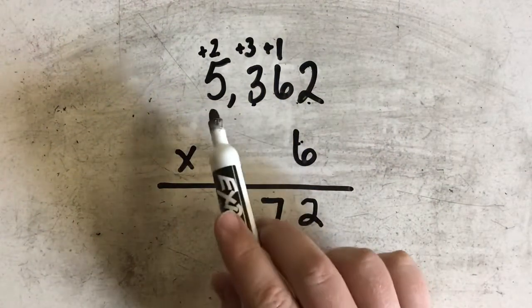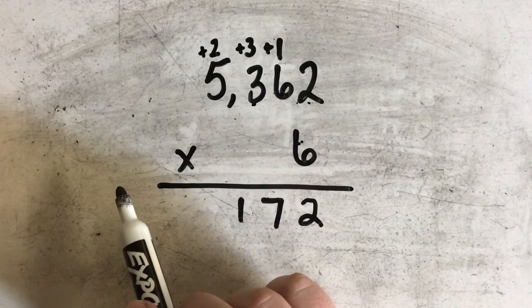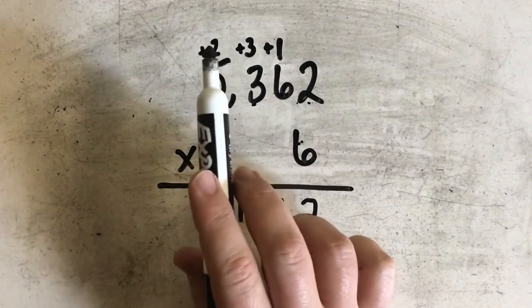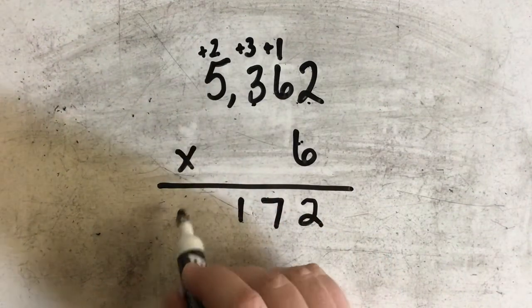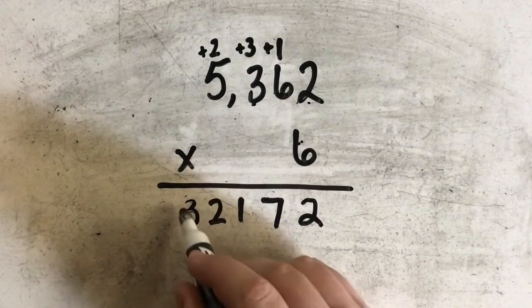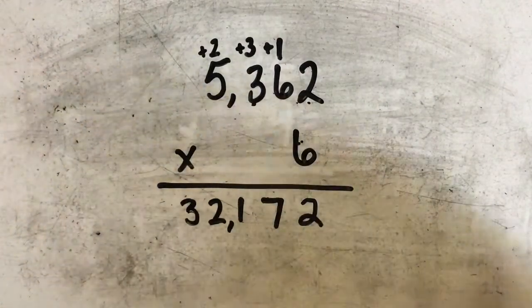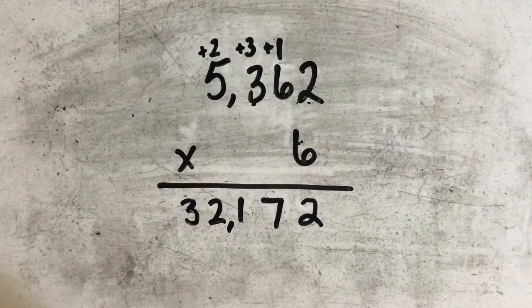And now I have 6 times 5, which is 30. 30 plus 2 would give me 32. So my answer would be 32,172.